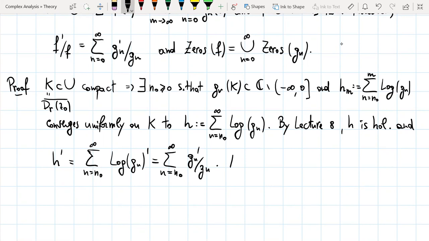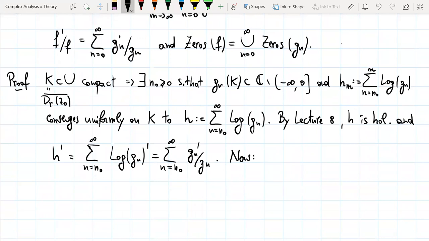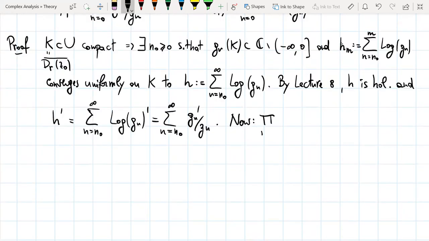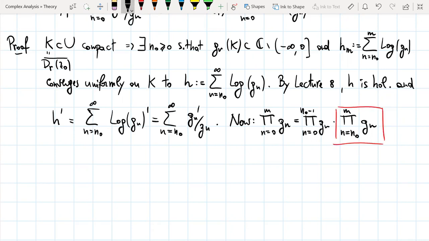So let's go back to our product. So our product was the product from 0 to m of Gn. So this is the finite product, and we want to show that this converges. Now what we can do, we have this n0, we can take the product from 0 to n0 minus 1 of Gn, and then we can take the product of Gn from n0 to m. Very good, but now let's observe that this second part is just the exponential of Hm.